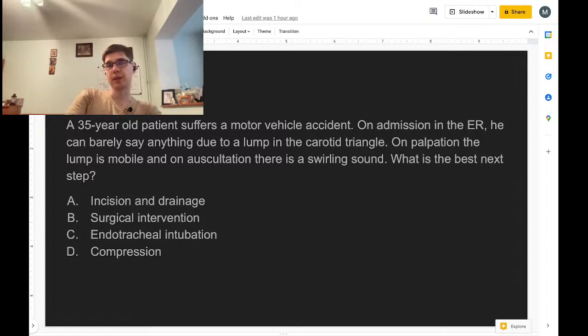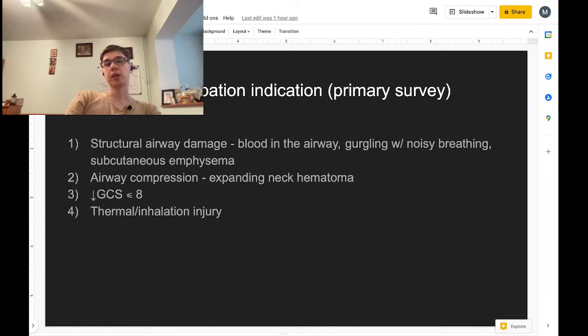The patient has an expanding hematoma which compresses the trachea. Per primary survey indications, the first thing that we secure is the airway. What are the indications for endotracheal intubation?